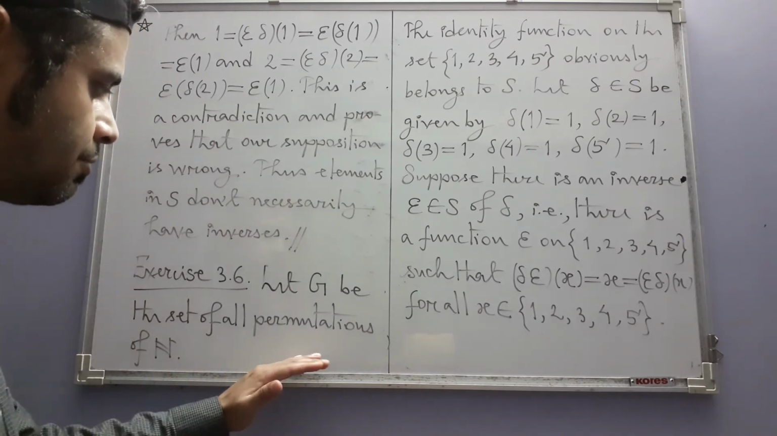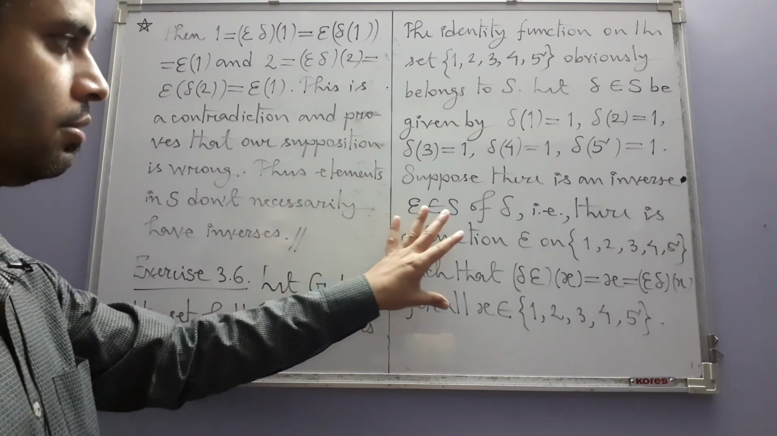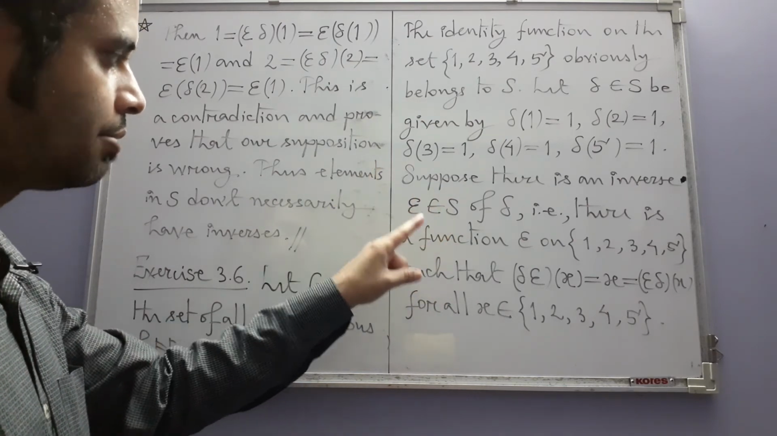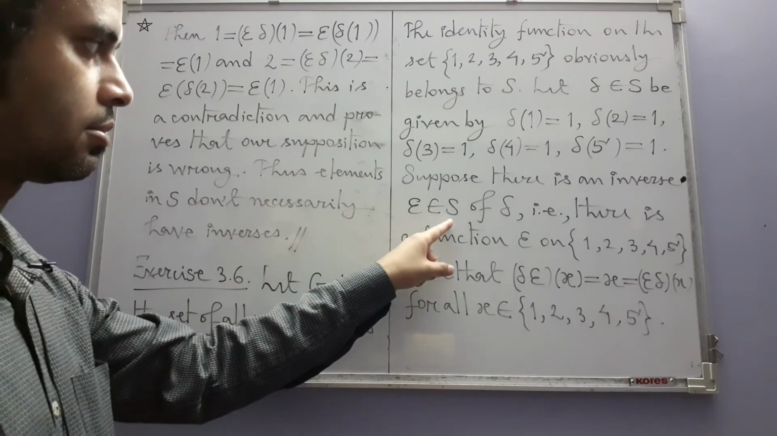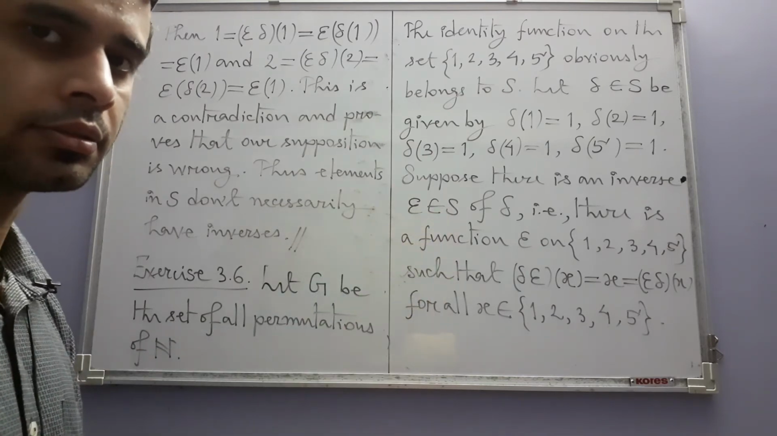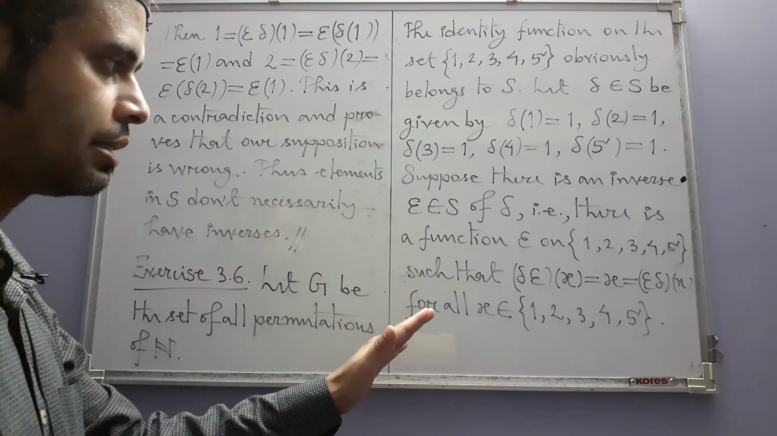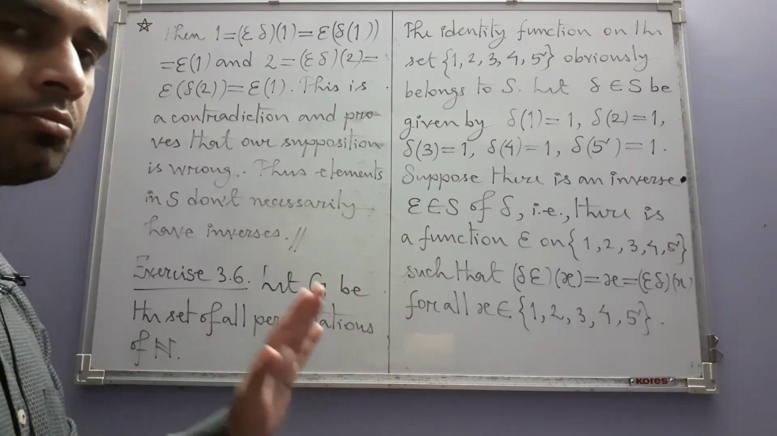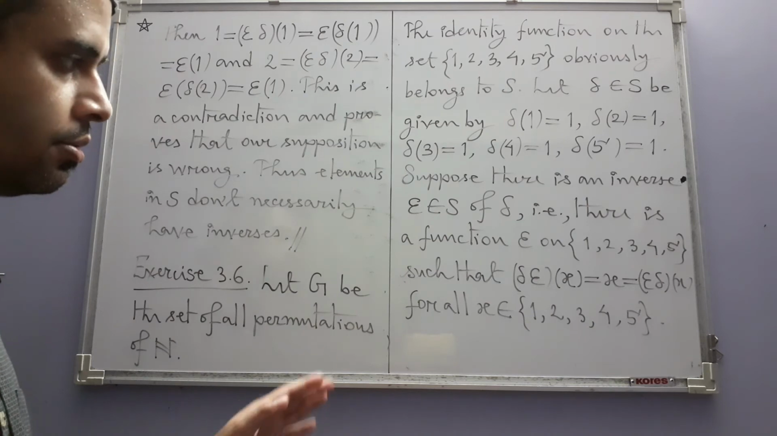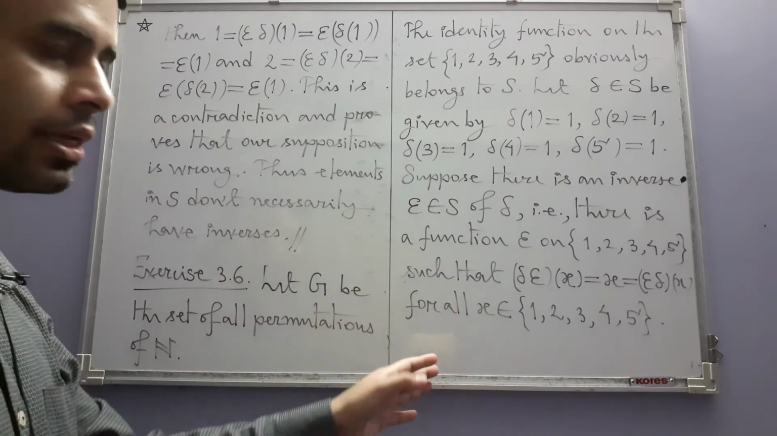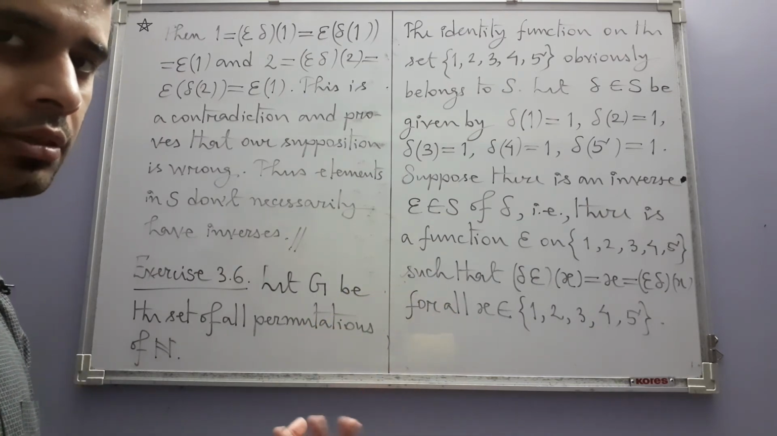And one more thing before we go to this one: those elements in capital S which are bijections, of course they have inverses. The elements that are not bijections, none of them will have an inverse, which you can make sense of if you think of it generally.